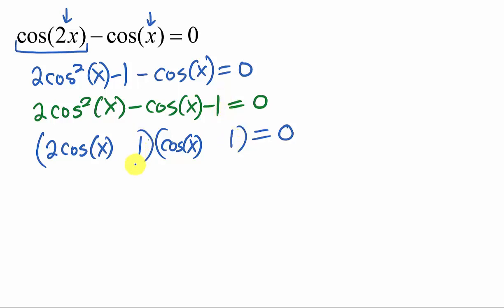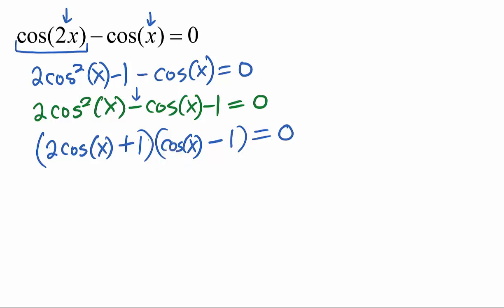But where do the plus and minus go? Well, I need the middle term to be negative, so I need to put the negative over here so that the outers are negative 2 cosine x and the positive here, so inner is plus cosine x, and I'll get the correct middle term of negative cosine x.